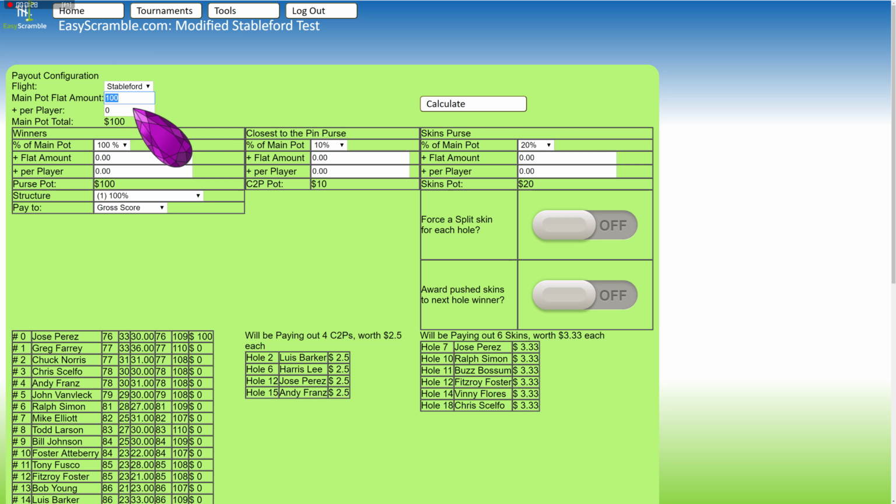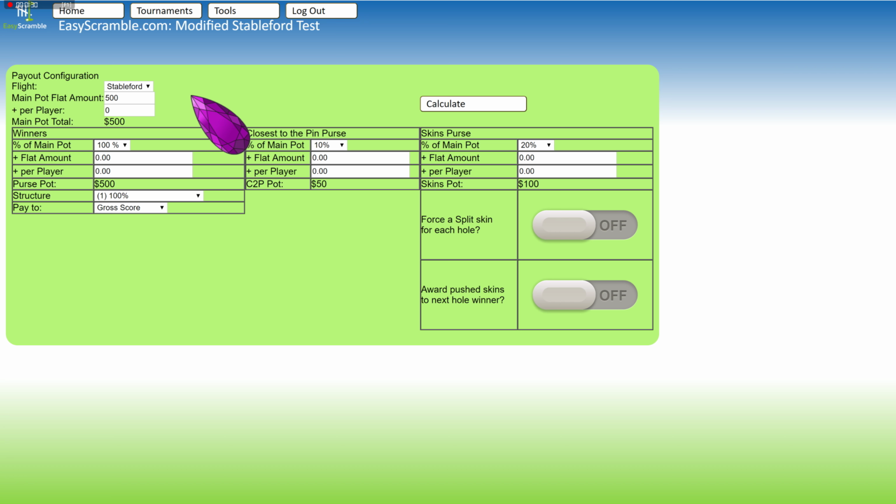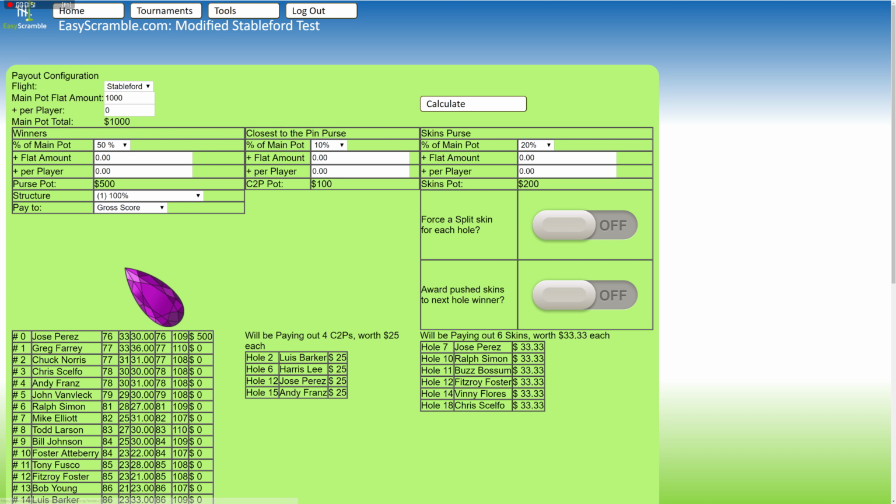There's a variety of ways that we can calculate how much is in the pot. We could put a flat amount. I could say this is $500 and I'm giving 100% of that money into the winner category. Or I could say make it $1,000 and we might be paying 50% of it in this particular way, and we might pay the others the closest to the pin and skins. So we have some flexibility on how we move money around. And then every time we calculate it, it uses the numbers that we most recently had. So we have a $1,000 pot, half of which is for the winners, and that specific pot is $500.